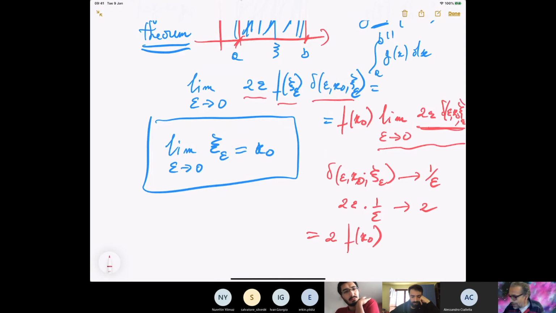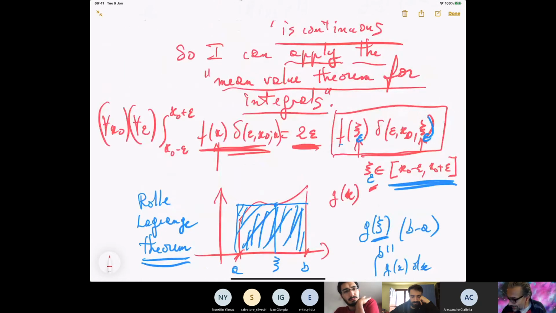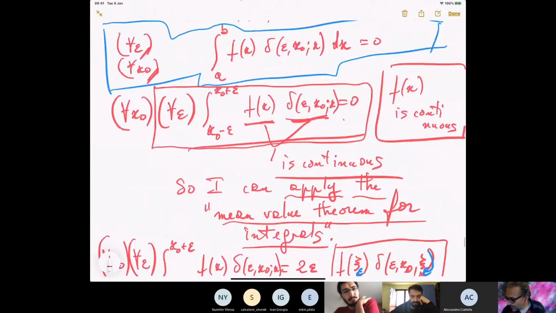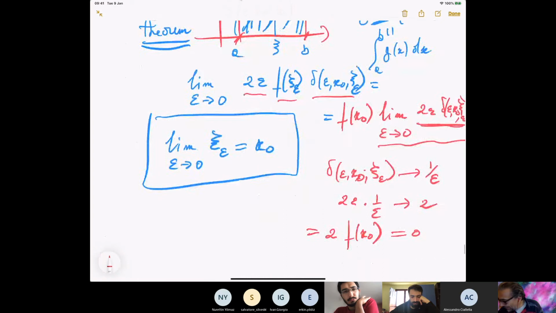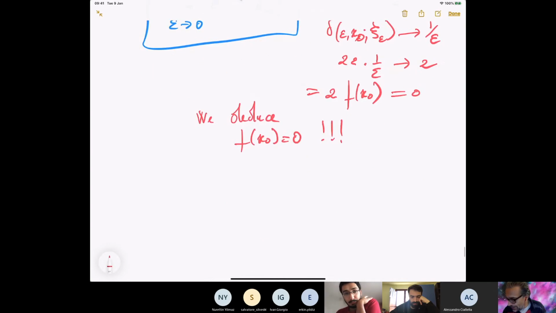Nothing bad, because this limit is equal to 0. Because, you know, this integral here is always 0 for every x0 and for every epsilon. So we finally deduce f of x0 equal to 0. So we have proven that if for every delta, the integral of f delta is equal to 0, then f is equal to 0.